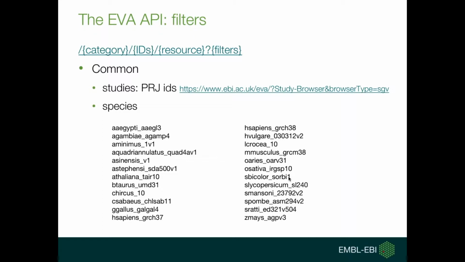The study ID to be used is the project ID that we use in EVA to look for a particular study. You can go to the study browser that Gary showed before, and every study is showing its ID there. Also, for species, those are the available species that we store in EVA. They are all composed of a taxonomy code and an assembly code.